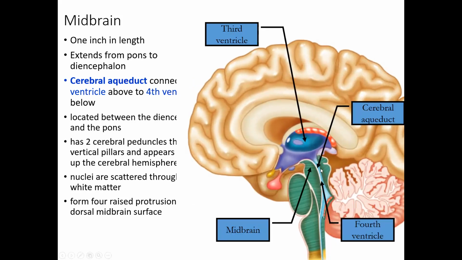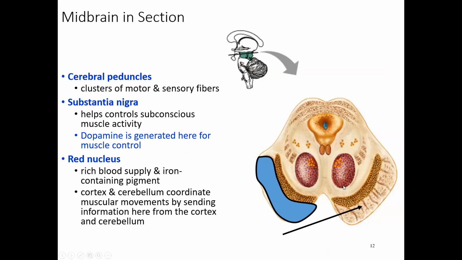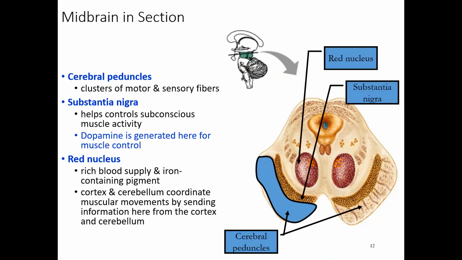So there's the cerebral aqueduct right there. Our third ventricle surrounds the thalamus. That's the thalamus right there, the big blue thing. And the fourth ventricle is right below the cerebellum. This is the cerebellum over here. So, now the midbrain has several key areas for us.